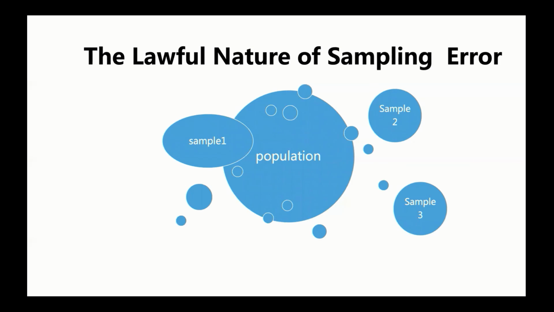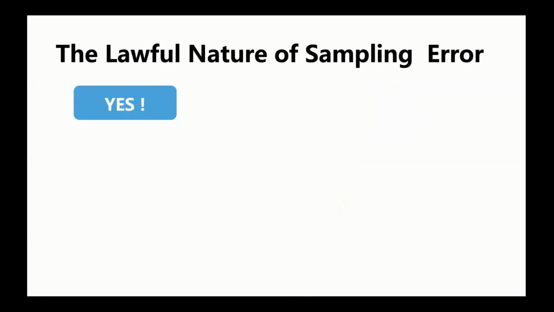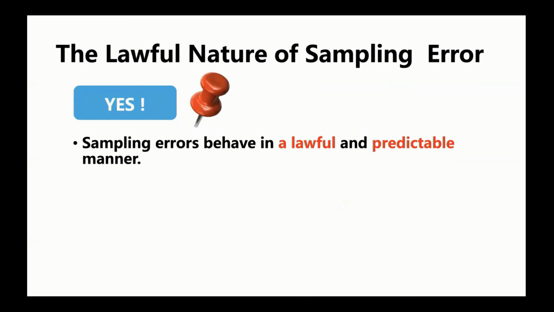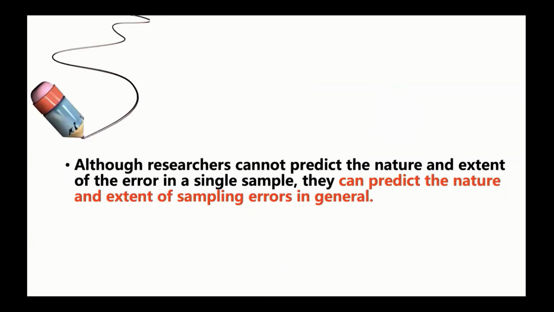So my question for you is, is using a sample to make inferences about the population better than just guessing? Well, the answer is definitely yes, because sampling error behaves in a lawful and predictable manner, and the laws concerning sampling error have been derived from deductive logic and confirmed through experience. Also, researchers can predict the nature and extent of the error in a single sample, and they can predict the nature and extent of sampling error in general.